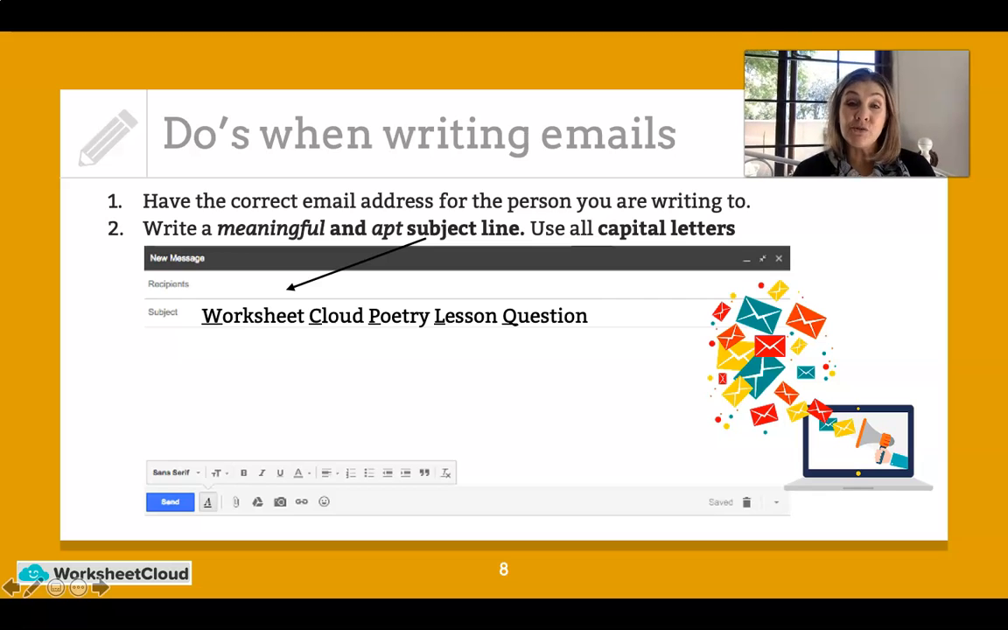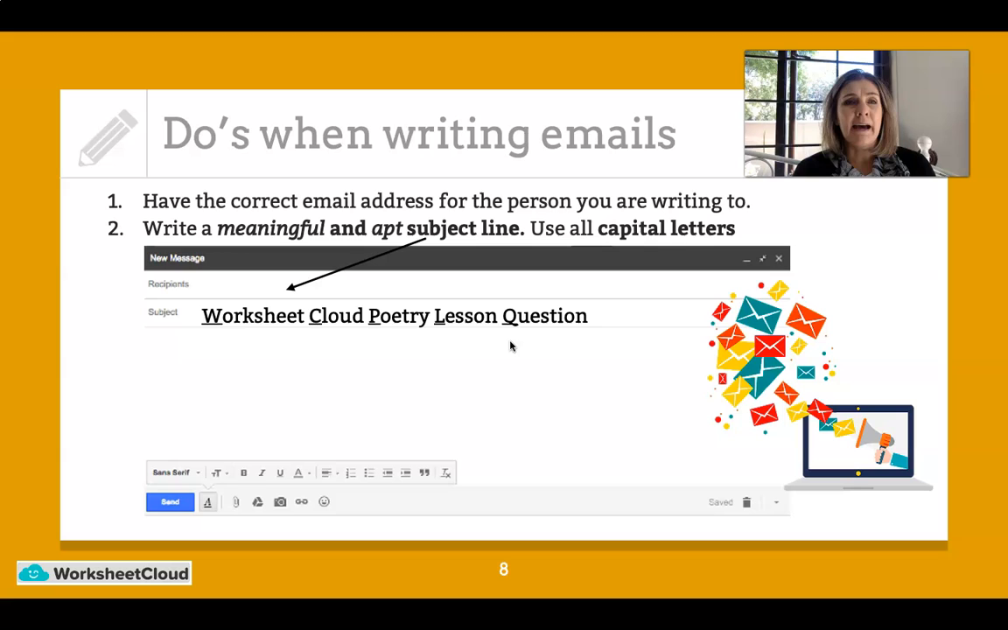So one, you need to have the correct email address for the person you're writing to, else they won't get it, and then you wonder why they haven't replied. And number two, you need to write a meaningful and apt subject line and use all capital letters. And what I mean by all capital letters is the beginning of each word. So worksheet, cloud, poetry, lesson, question. So maybe if you're writing me an email, that's what you would do. Capital W, capital C, capital P, capital L, capital Q. If you're writing, as in the previous slide, play date, it's one word, you just write a capital P.